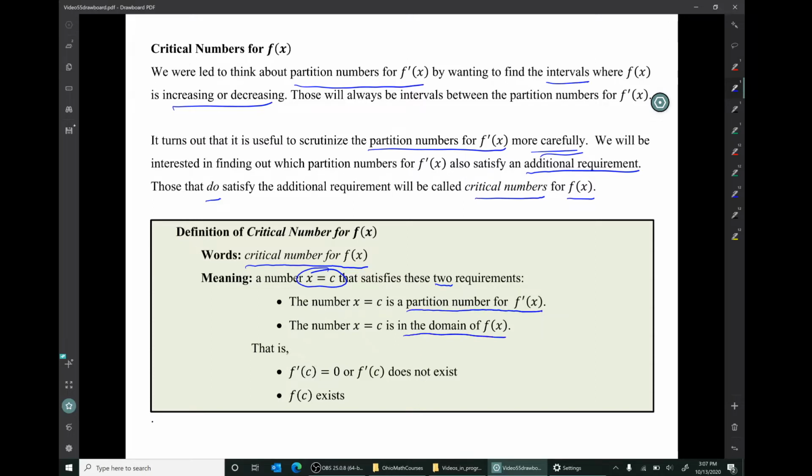So if we want to translate those two underlying things into what they really mean, the number x equals c has to satisfy this: f prime parentheses c equals 0, or f prime parentheses c does not exist. That's the requirement for x equals c being a partition number for f prime. And then the second requirement is this: f of c has to exist.